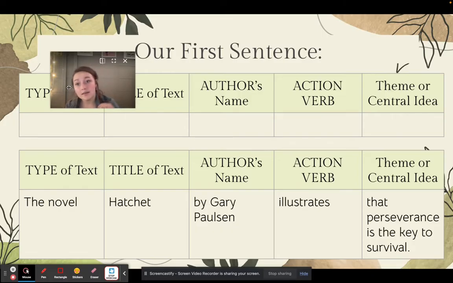Remember that your theme, because this is a fictional text, we're going to look at theme. But your theme is never just going to be one word. It is always, always, always going to be a message or a statement, okay? It should sound more like a statement than just like one or two words like love or survival.